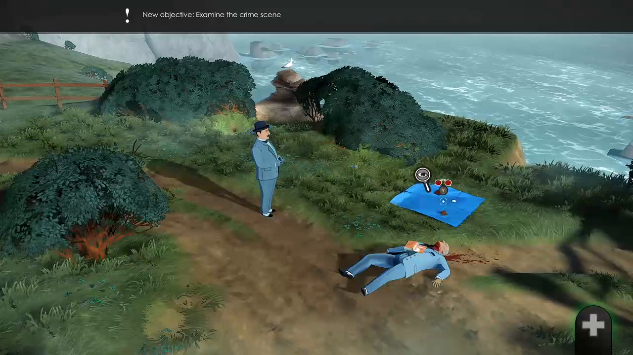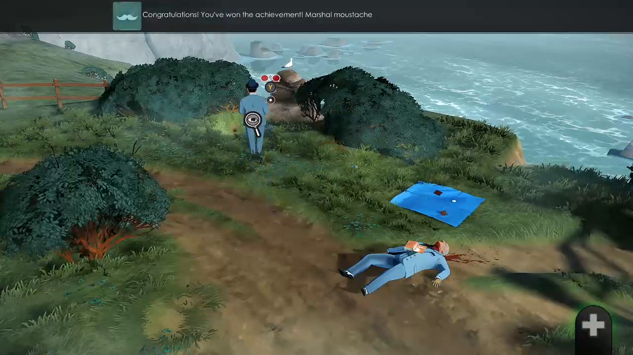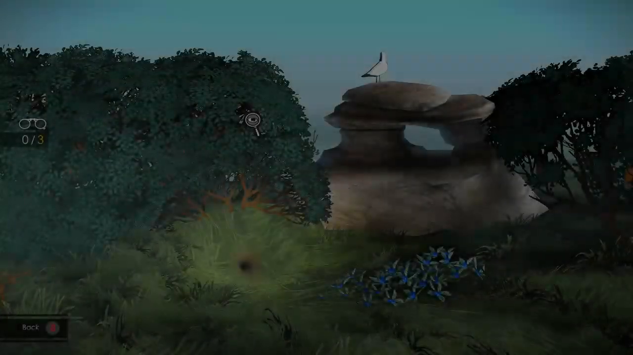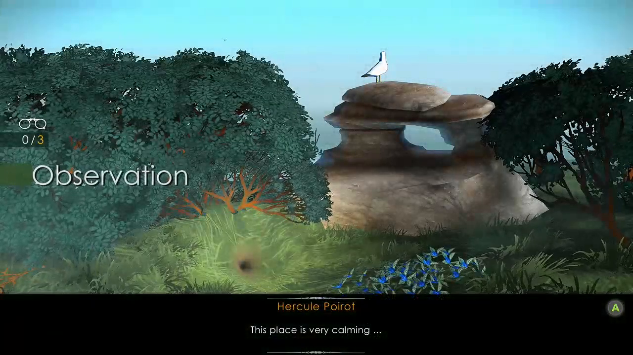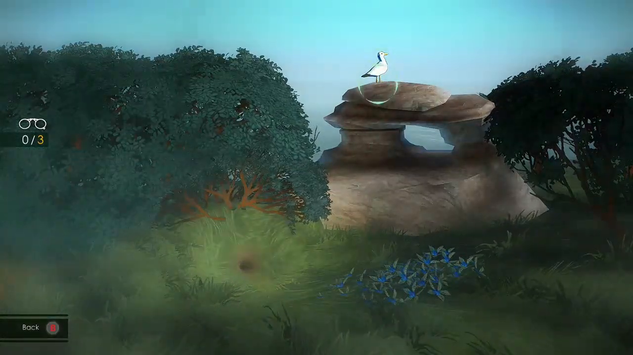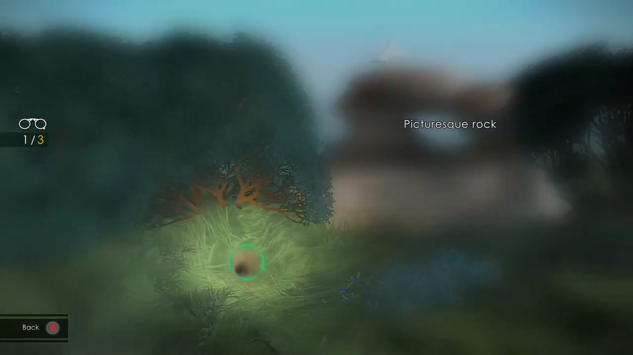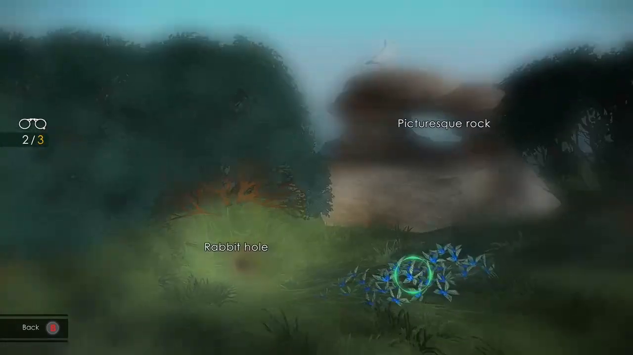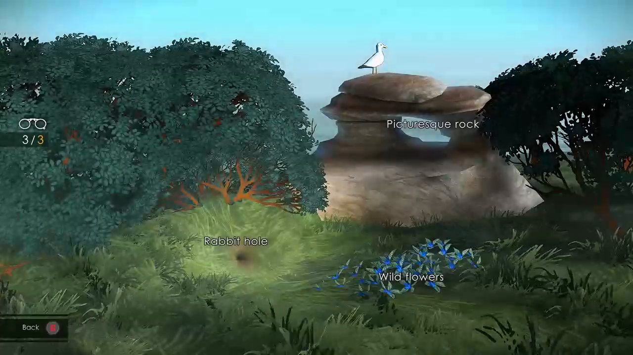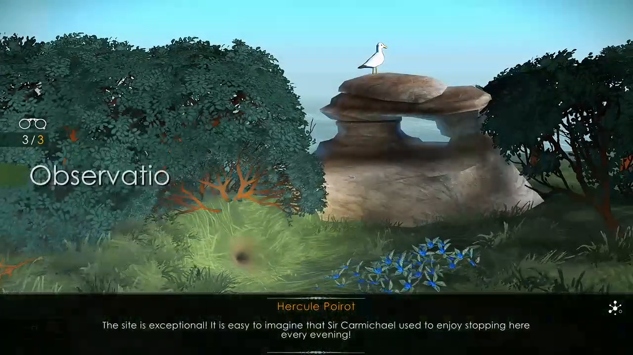Got a dead guy. We've got to find out what the... This place is very calming. Alright, so we've got a bird. Bunnies. Get me nuts. Well, wildflowers, cats too.